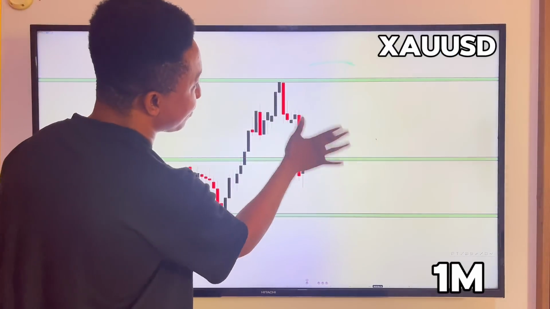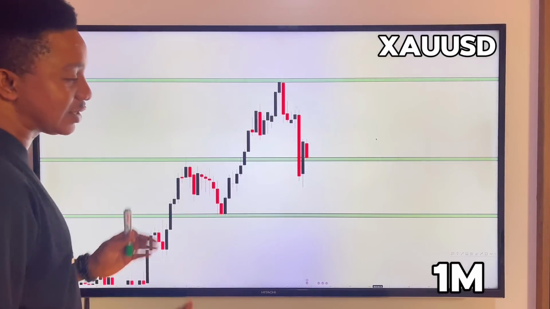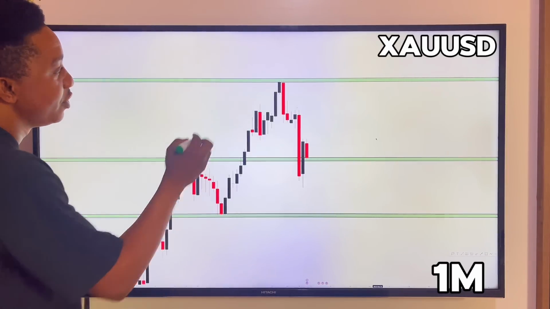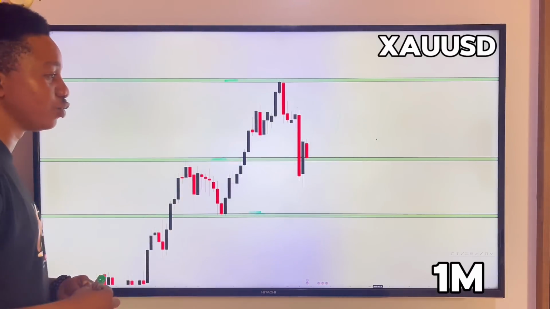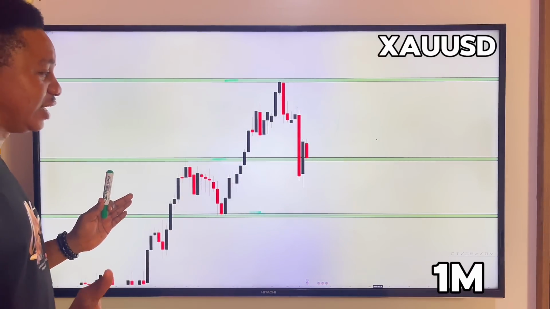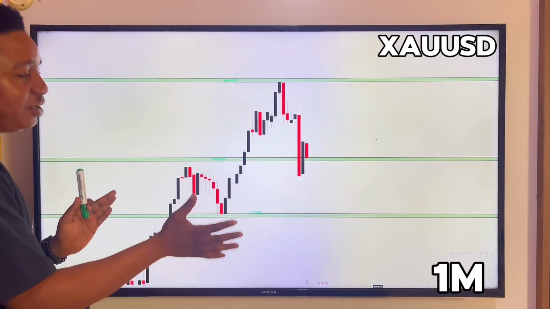Alright, so the next pair on the list is going to be gold. Let's begin very shortly. Now, gold, we are starting on the daily time frame. We have the daily upper zone, the daily middle zone, and the daily lower zone. Let's explain what is happening here on the daily. Now, if you look at the daily, are we going up or coming down? We are definitely moving to the upside.